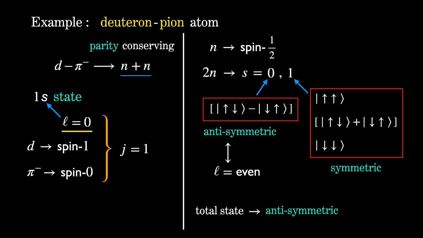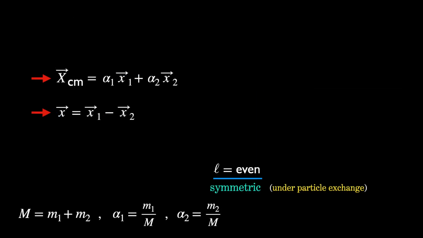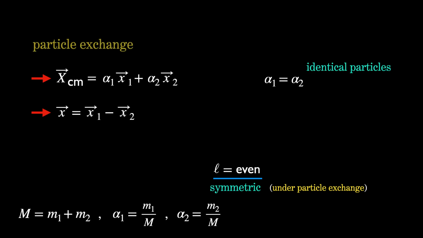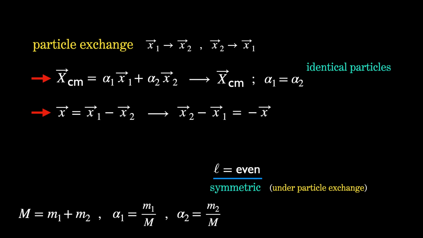We claim that such orbital states are symmetric under particle exchange. This is why. Let's go back to the earlier relations between X and X_CM and X1, X2. For the case of identical particles, M1 is equal to M2, which implies that alpha 1 and alpha 2 are also equal. This means that under the exchange of particles, which is just switching the labels 1 and 2, X_CM is invariant, whereas X is transformed by a minus sign. This is exactly the same as its parity transformation.